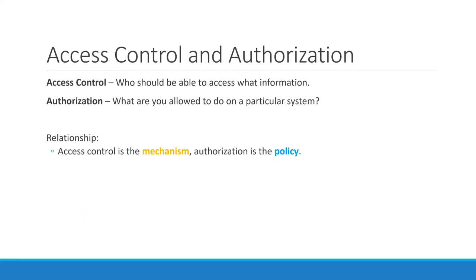So access control is the mechanism to enforce an authorization policy. So you can have a policy about what users should be able to access what information, and that can all be written out. You have a predefined set of rules, and then access control is the actual mechanism that enforces those rules.